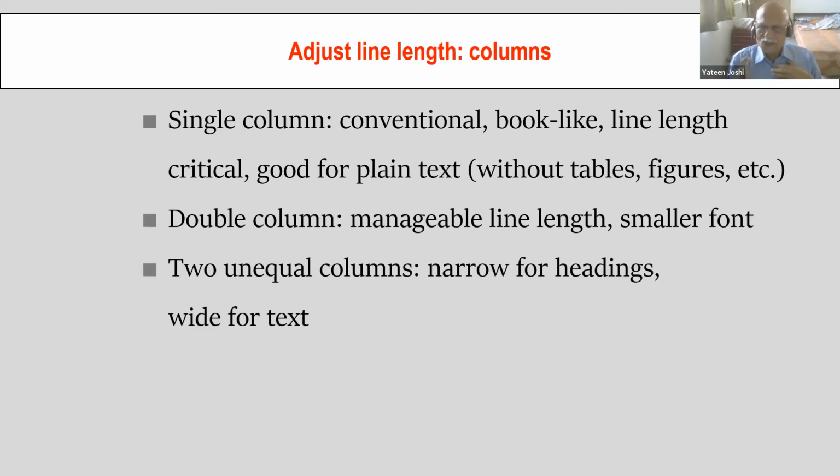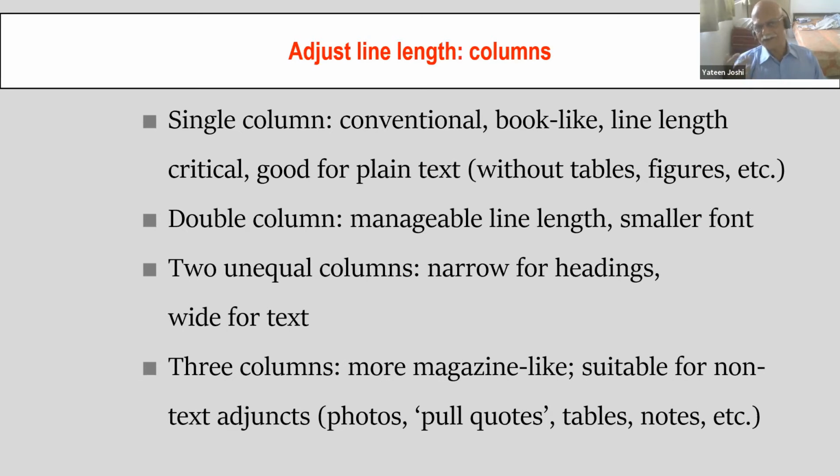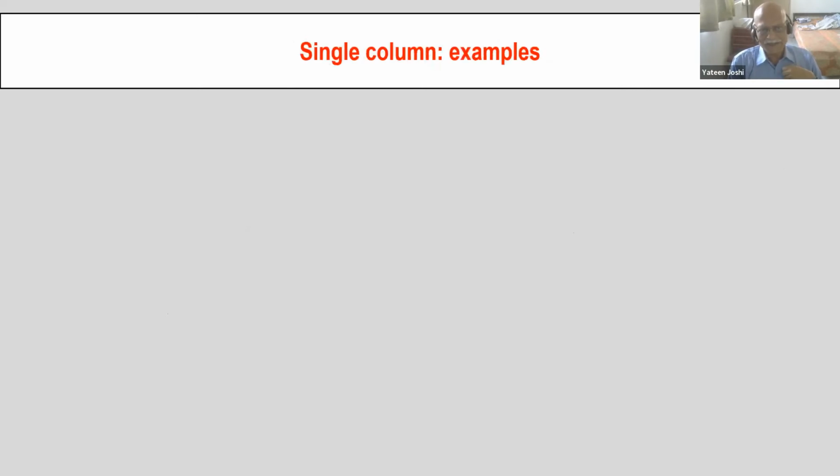And these two columns don't always have to be of equal width. Later on, I'll show you examples. You can have two columns, a narrow column reserved for headings and footnotes maybe, and a wider column for running text. You could even have three columns, but that gives a more magazine-like look. But it allows you more play for all these adjuncts: photographs, diagrams, tables, pull quotes. So we can see some examples of these.